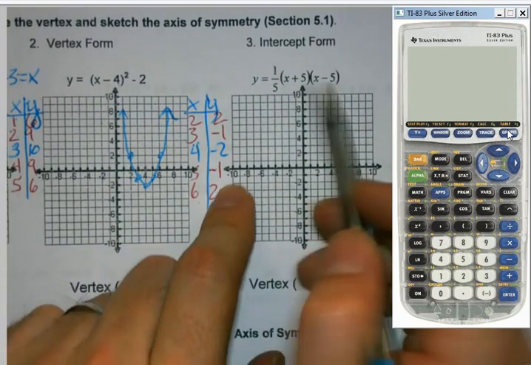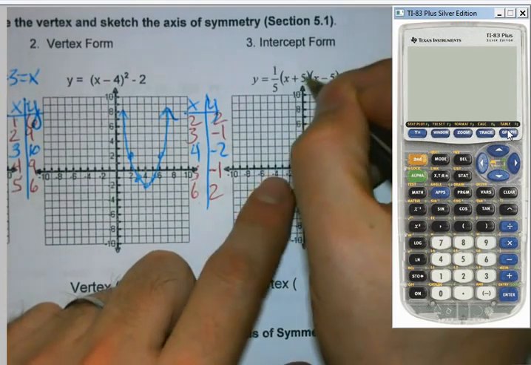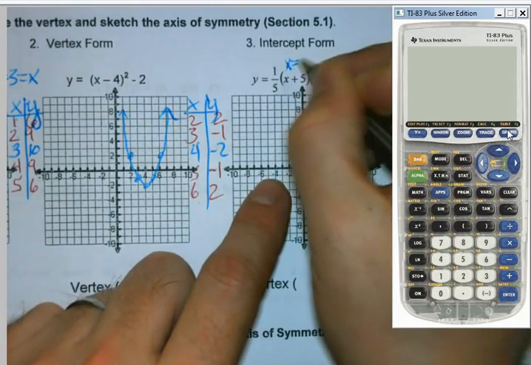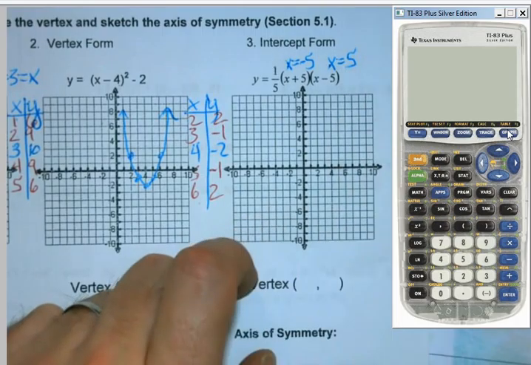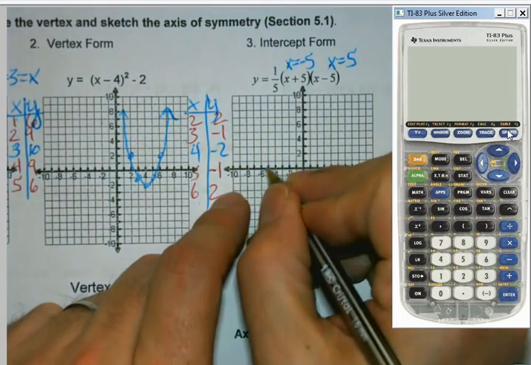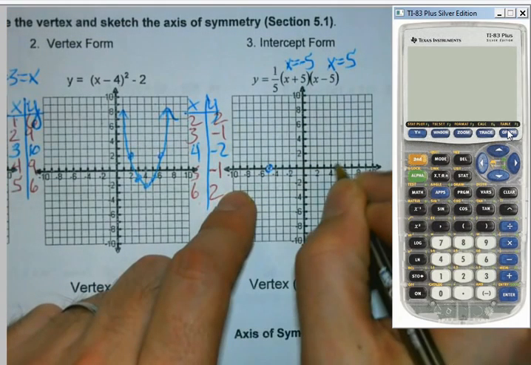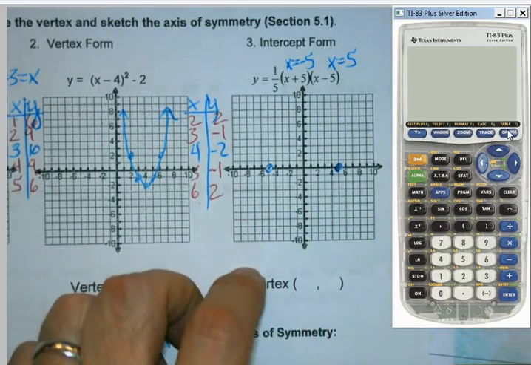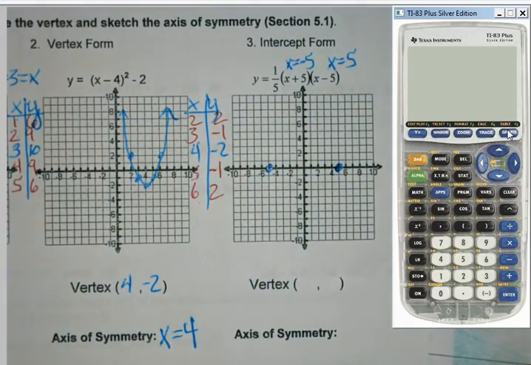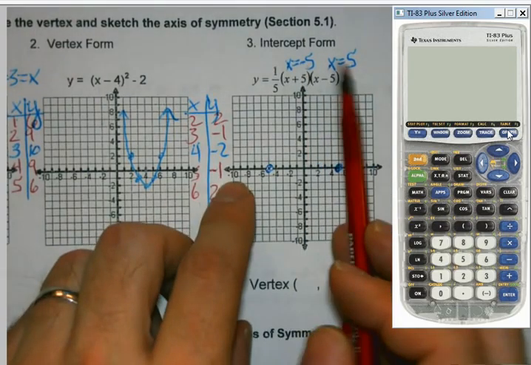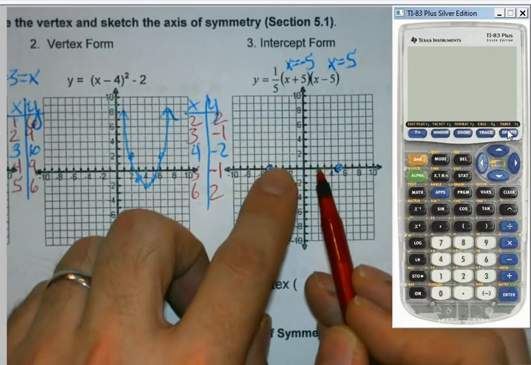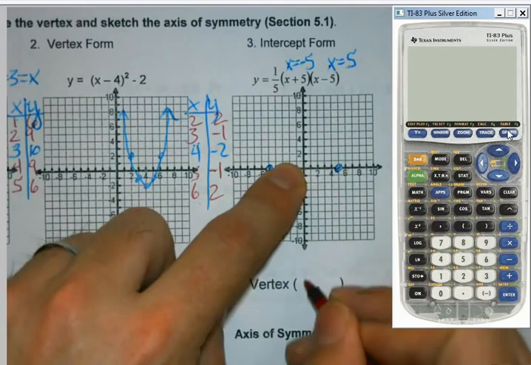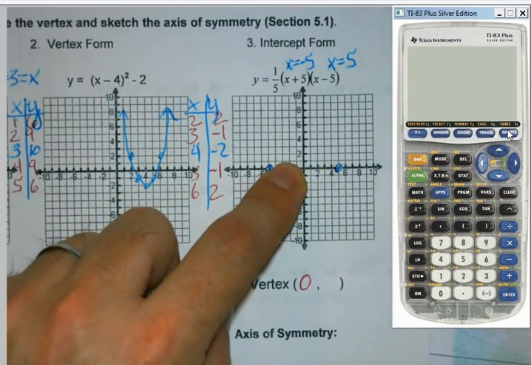Here, it's already in factored form. I'm going to set each of these equal to 0. So I end up with 5 and negative 5 as my intercepts. And once I have those, now to find the vertex, I'm just looking for a point that's in the middle. So I can either add those up and divide by 2, or I can just kind of work my way in. So it looks like my x value is going to be 0.